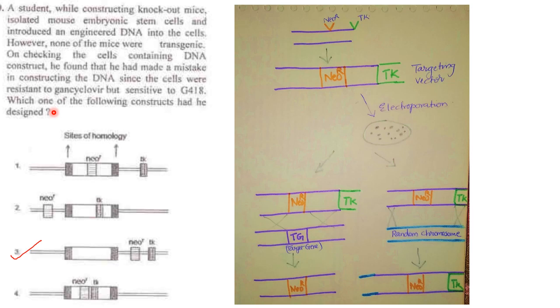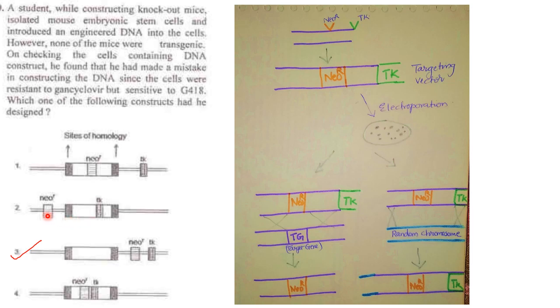So how was his construct designed? That is the question. If we see the first condition, it is your normal. These are the sites of homology. This is the neomycin resistance flanking the sites of homology. This is the TK. This is the normal construct. So he should have got knockout mice if he had used this particular vector construct. So this is not correct.